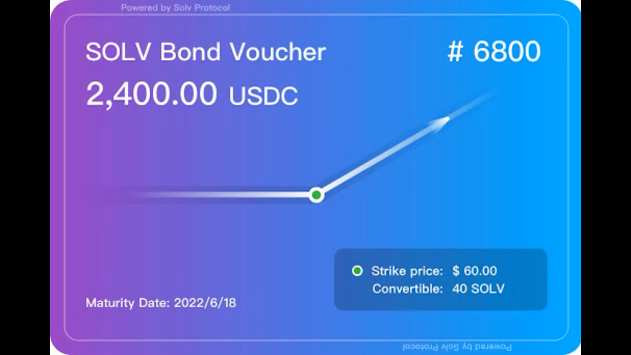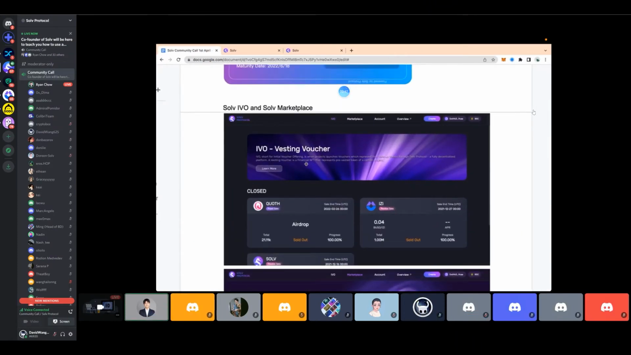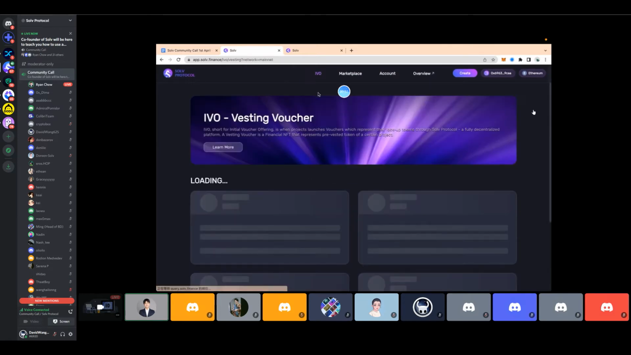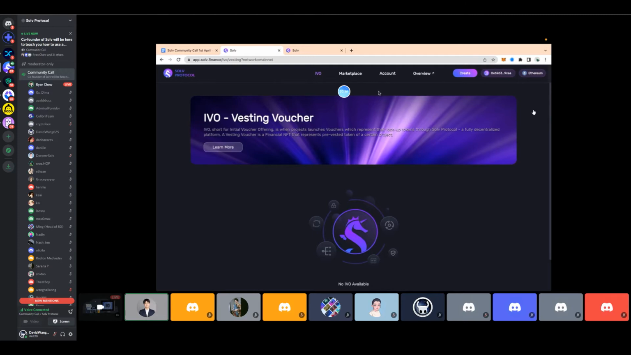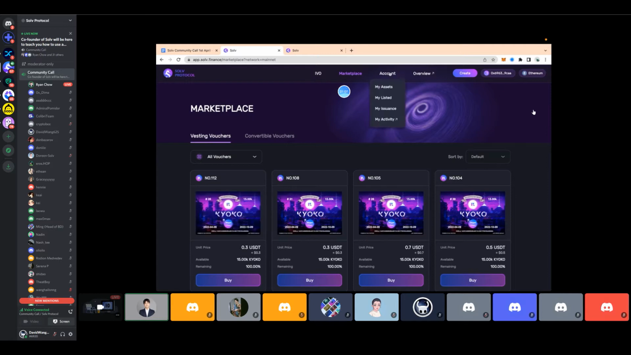And let's talk about Solv IVO and Solv Marketplace. So Solv IVO is a primary market. You just come to here and pick IVO and vesting voucher. You can check out there are three main functions here. One is IVO, second one is marketplace, and third is account and create. Account is a place where you can manage your voucher, and you can create a voucher.